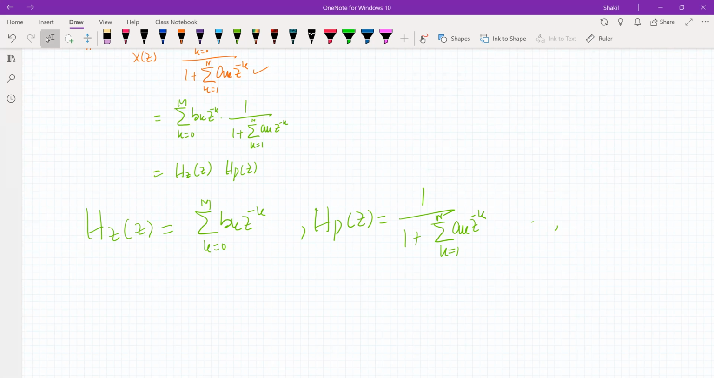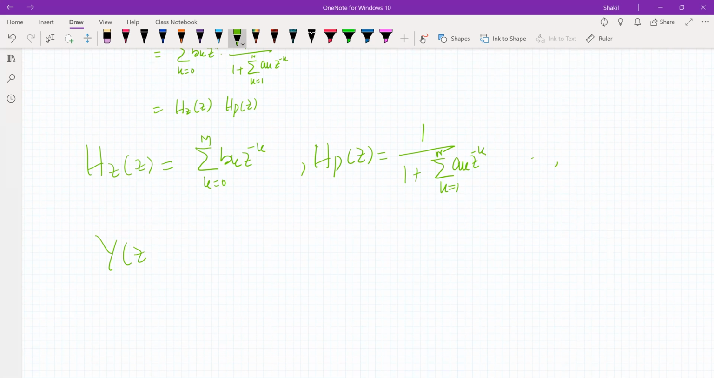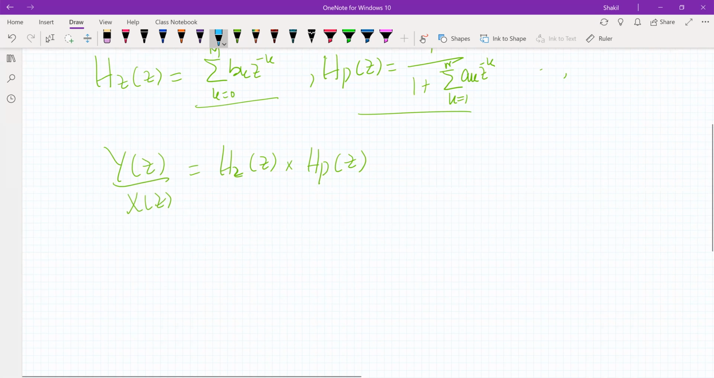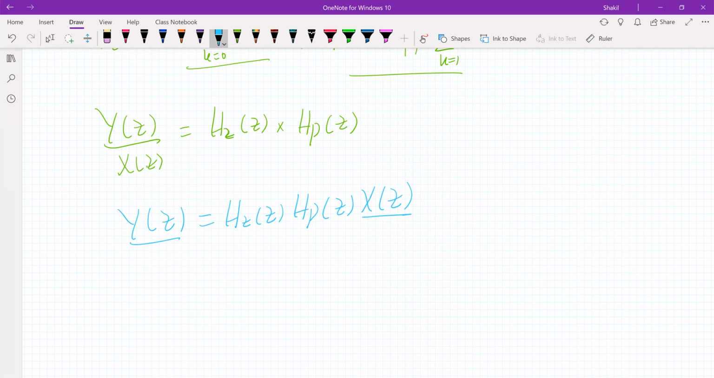Now what we'll do next, we'll say Y of z is the output, X of z is the input, and Y of z by X of z is now given by Hz of z multiplied by Hp of z, where Hz of z is this and Hp of z is this one. So Y of z can be written as Hz of z multiplied by Hp of z and X of z. This is the input in frequency domain, this is the output in frequency domain, and these are the two transfer functions.